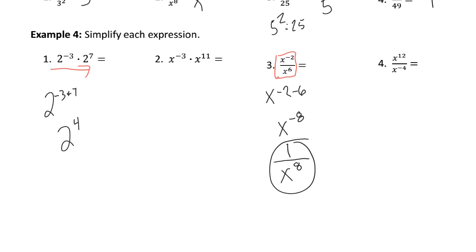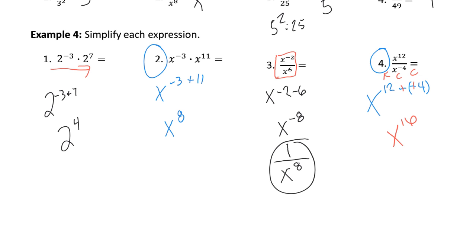So now I want you to pause this video and try questions 2 and 4. Okay, so pause right now for me. All right, so hopefully you got x to the 8th and x to the 16th. So for 4, make sure you have a good sense of your rules because it should be 12 minus a negative 4, where you do either slash slash or keep change change. Okay, so please let me know if you have any questions the next time we're in class together.